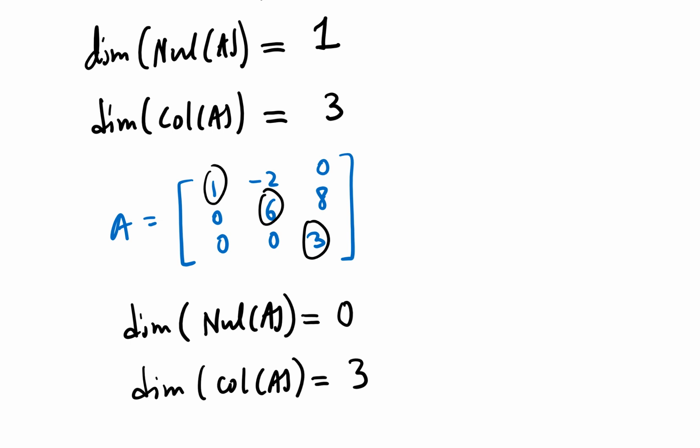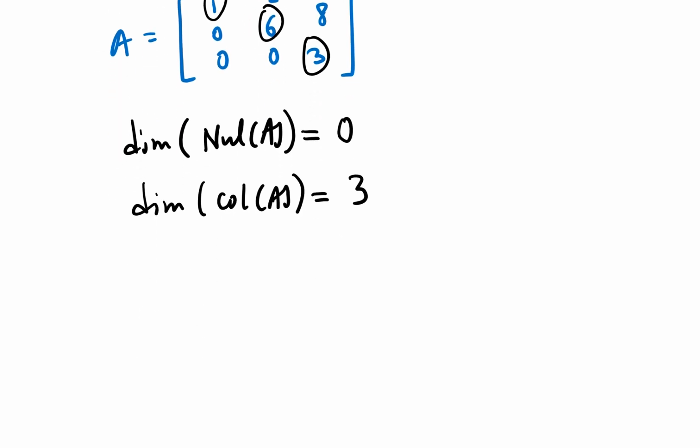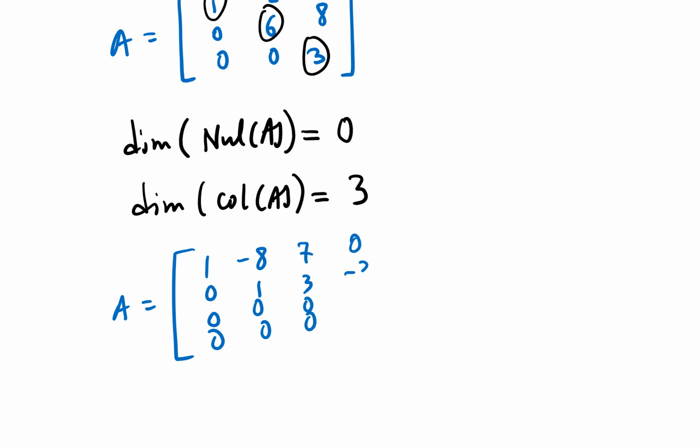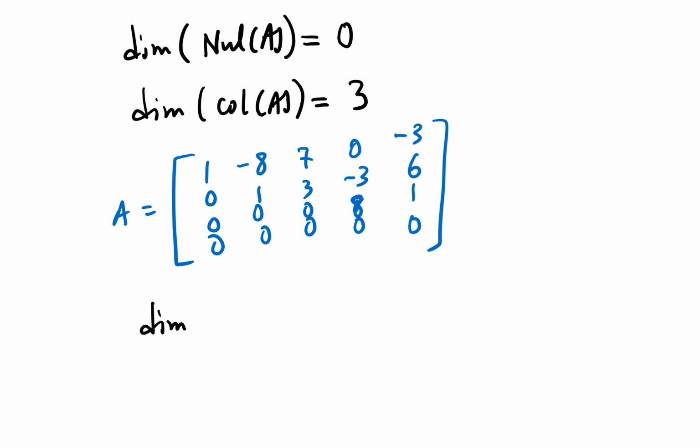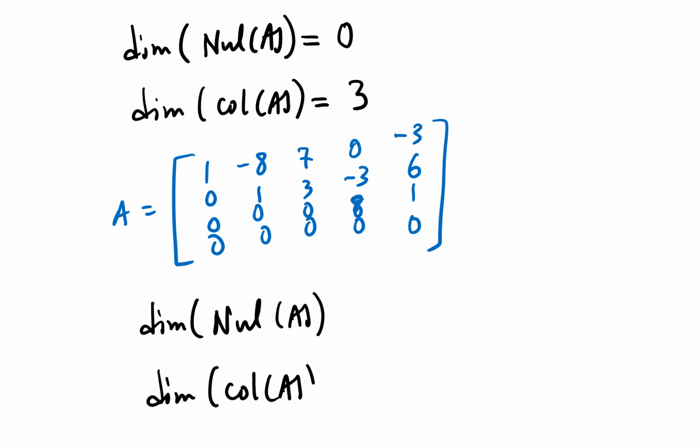How about if we give you another example? A equals 1 0 0 0 negative 8 1 0 0 7 3 0 0 0 negative 3 8 0, then negative 3 6 1 0. How about this? We need to find the dimension of the null space of A and the dimension of the column space of A.